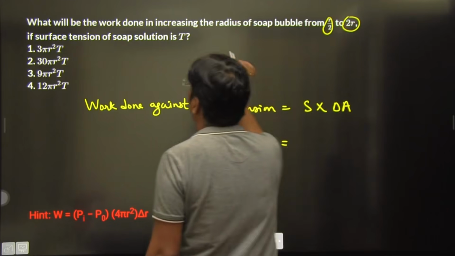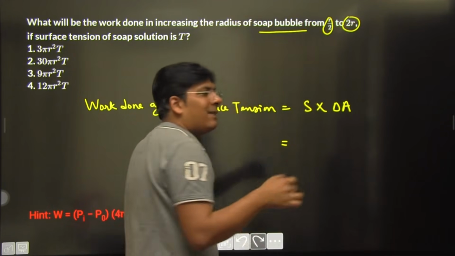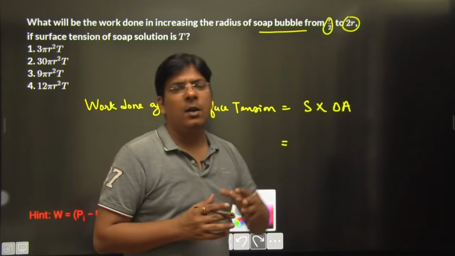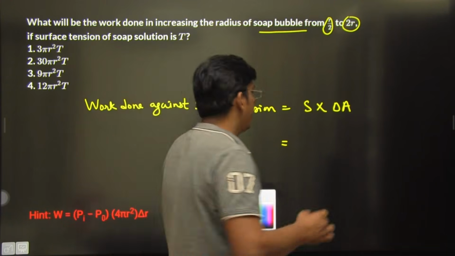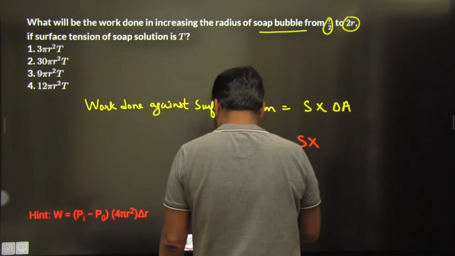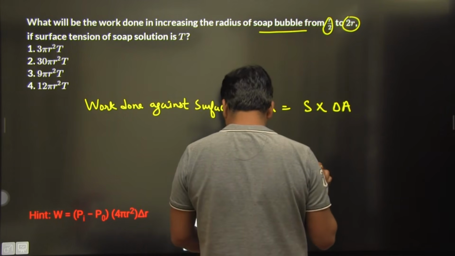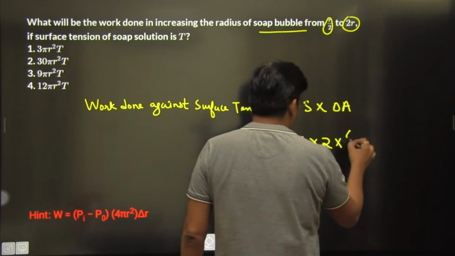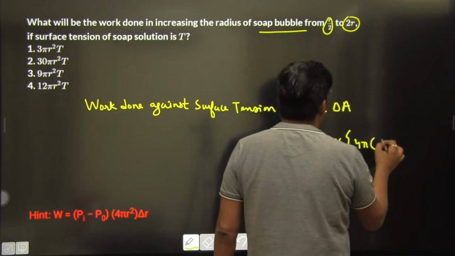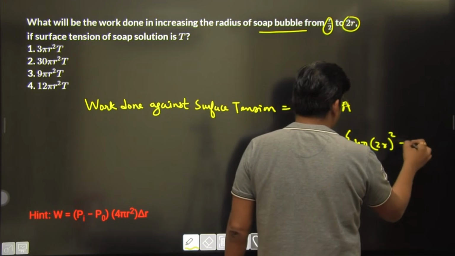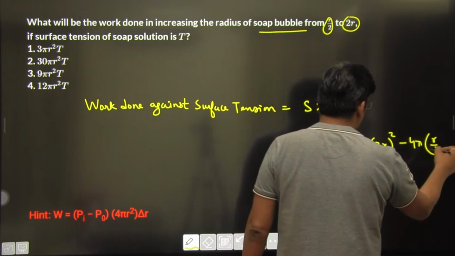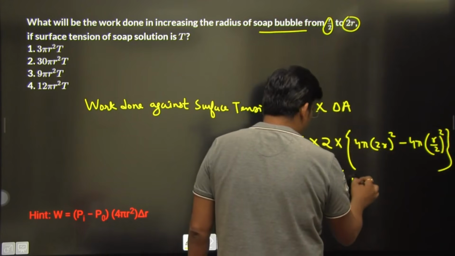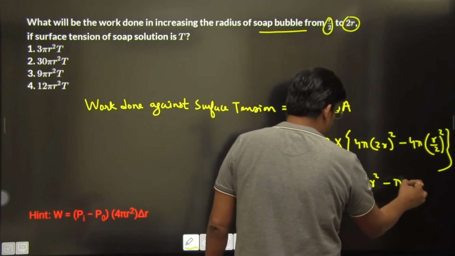Is it a bubble or a drop? It is a bubble. A bubble has two interfaces, so we take double the change in area. So this would be surface tension multiplied by 2 for the two interfaces of the bubble, into the area, which would be the final area of the bubble minus the initial area of the bubble. This would be 2s into 16 pi r square minus pi r square.